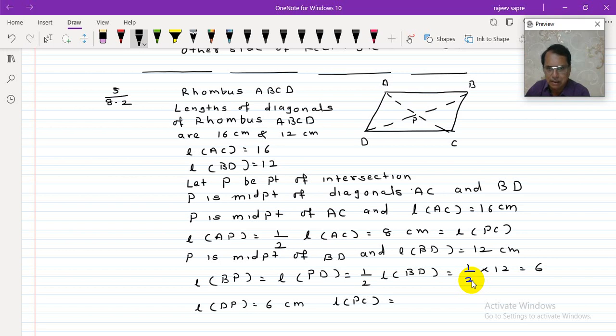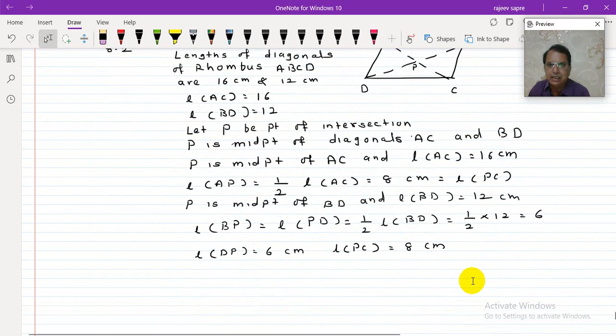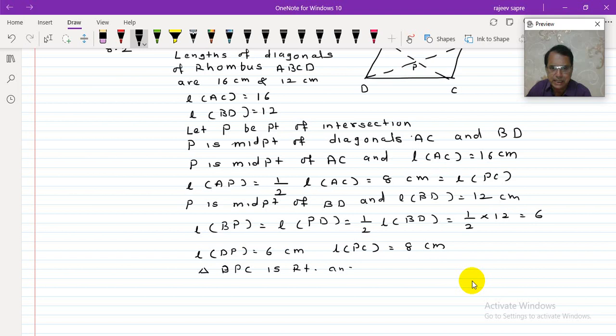Correct? Length of AC, AP आणि PC ची लेंथ समान असणार, त्यामुळे PC मध्ये आपल्याला इंटरेस्ट आहे. Length of PC is 8 centimeters. Okay, now what has happened? You know that triangle DPC is right angled triangle.